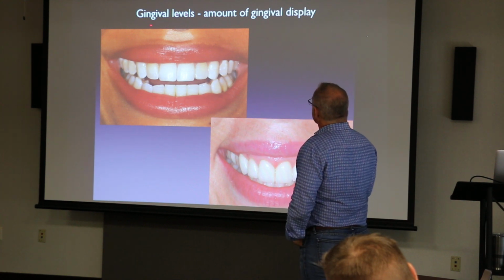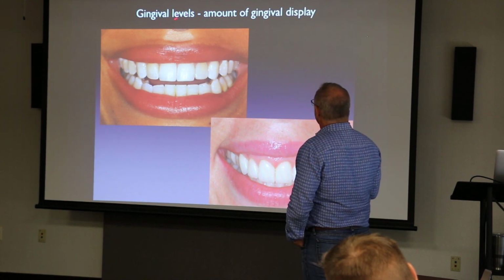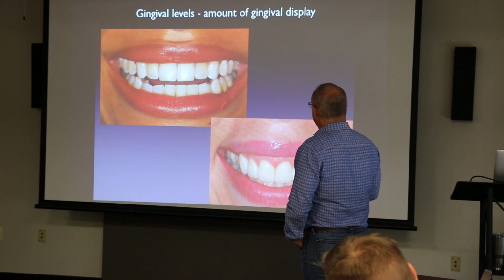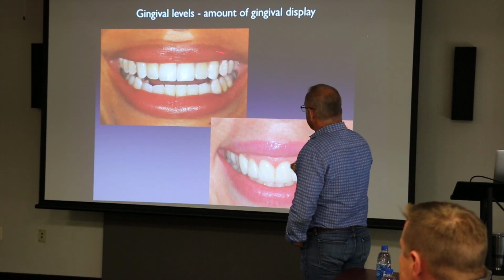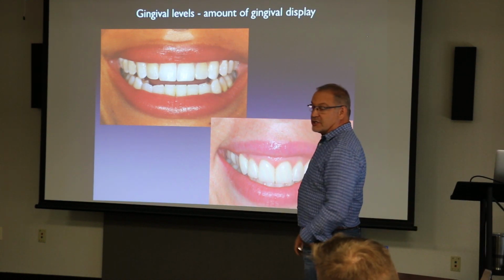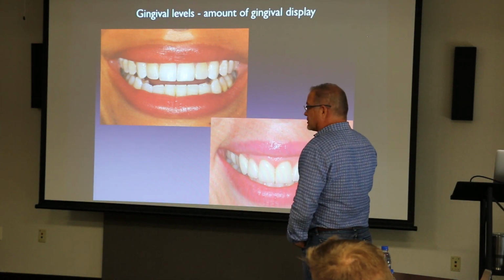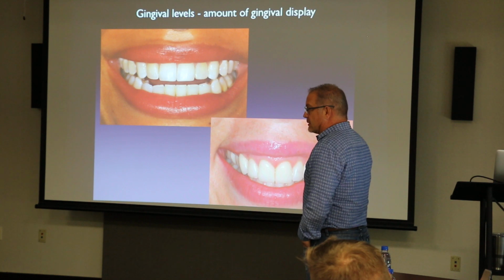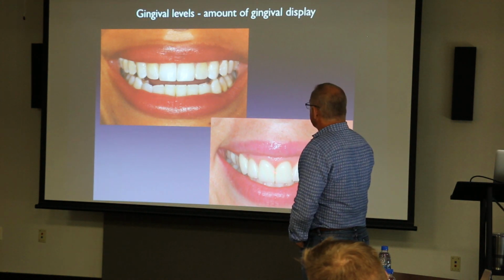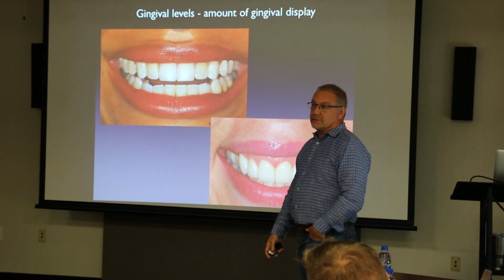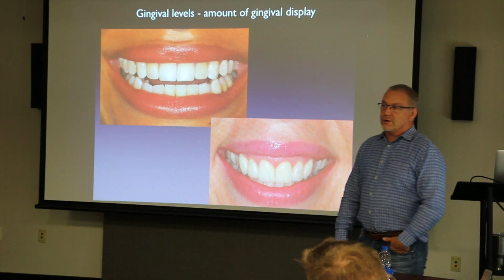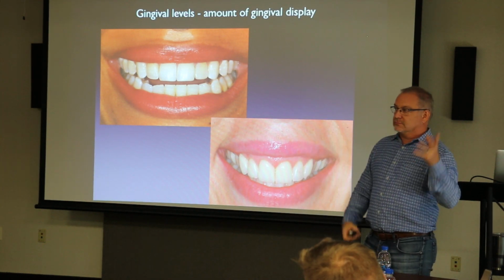Okay? Gingival levels is the next segment, amount of gingival display. So here you have an example of a patient that has not much gingival display. And then here you have an example of a patient that has quite a bit of gingival display, right? Why does this patient have so much gingival display and this one has very little? What are the factors that play into this?